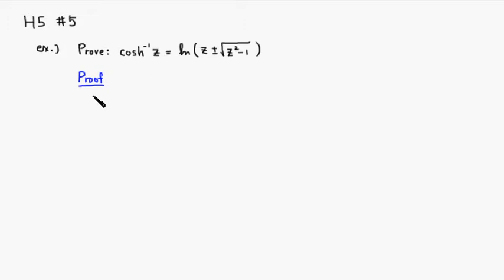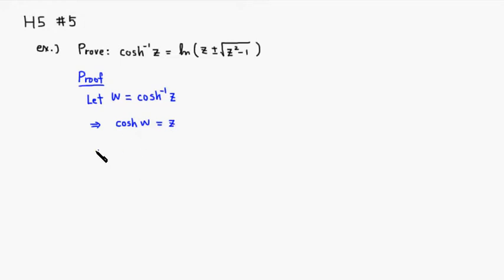First, we're going to let w equal arc hyperbolic cosine of z. So we're looking for w. Since I don't like arc hyperbolic cosine, I'm going to rewrite it in terms of hyperbolic cosine. So this is going to be hyperbolic cosine of w, so it's going backward, so w goes to z.